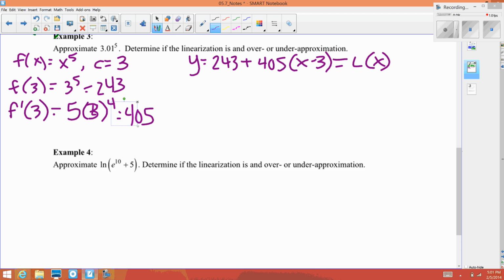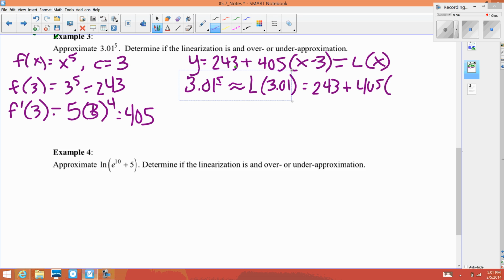All right, and so then 3.01 to the 5th can be approximated by the linearization at 3.01. So we get 243 plus 405 times 0.01. Okay, we just move the decimal in 2 places. So we get 247.05.